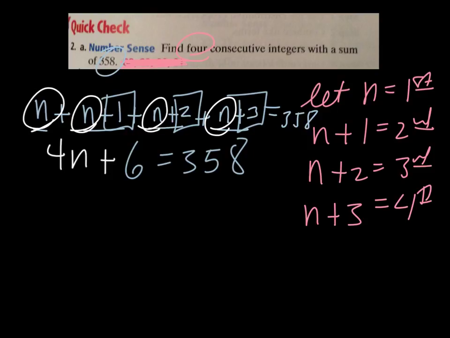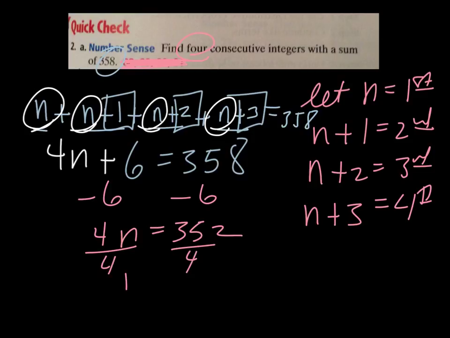Okay, so what this really is now, it's just the multi-step equations. These are easy ones. Subtract 6, subtract 6. 4n equals 352. All right, now we're going to divide off the 4. N is 88. But I'm not done. That's only the first number.